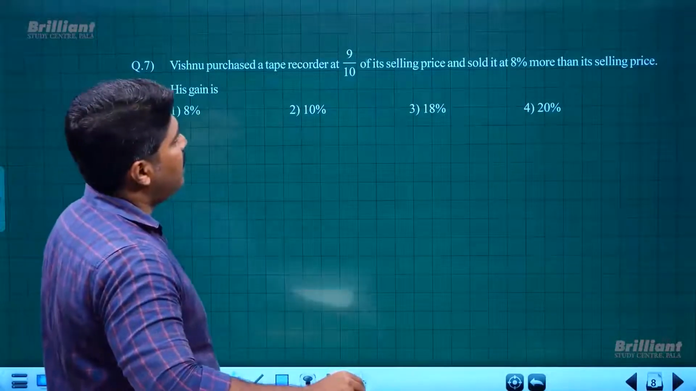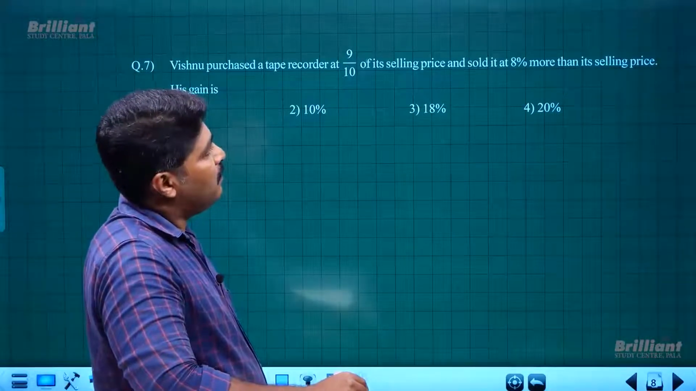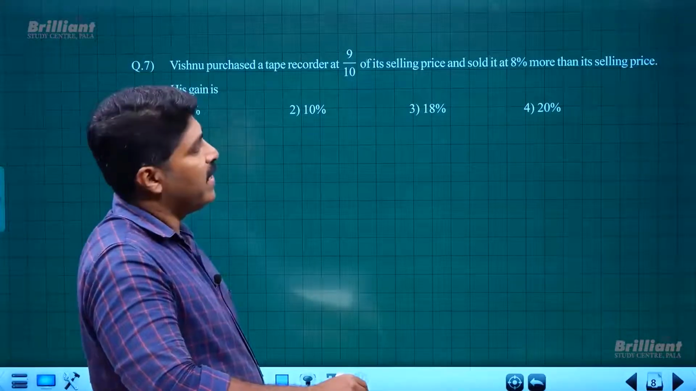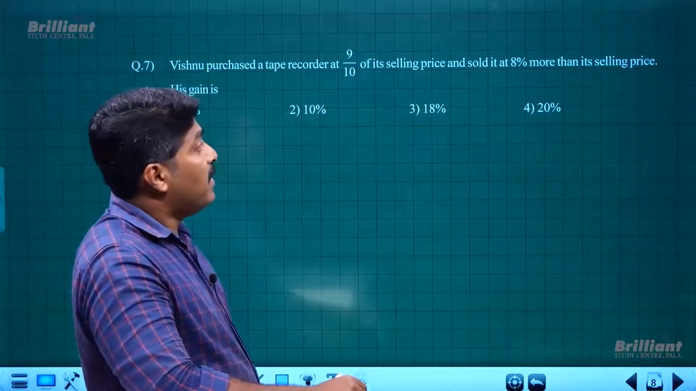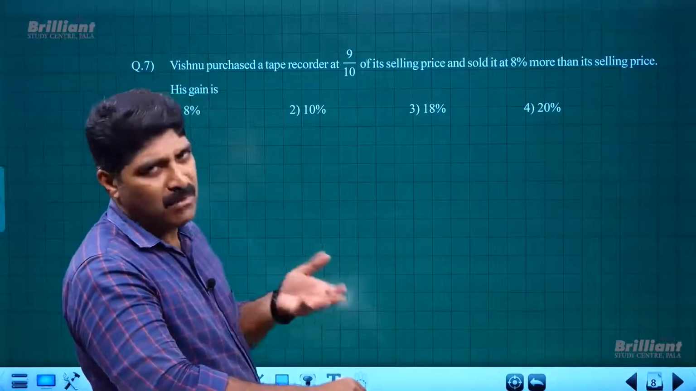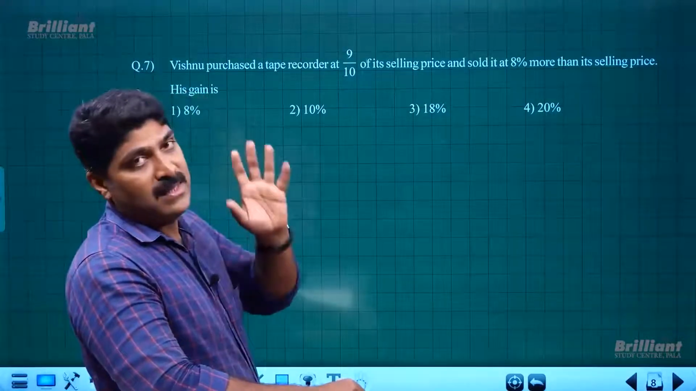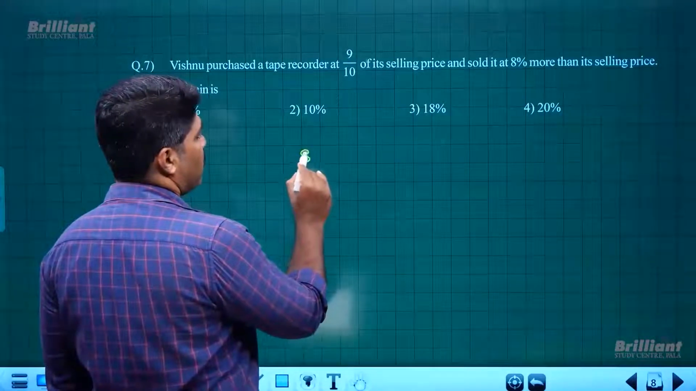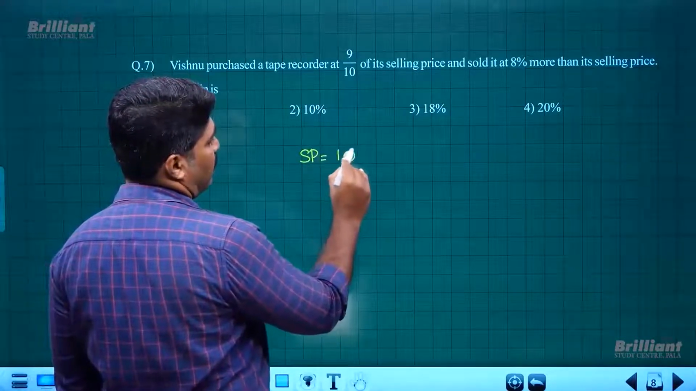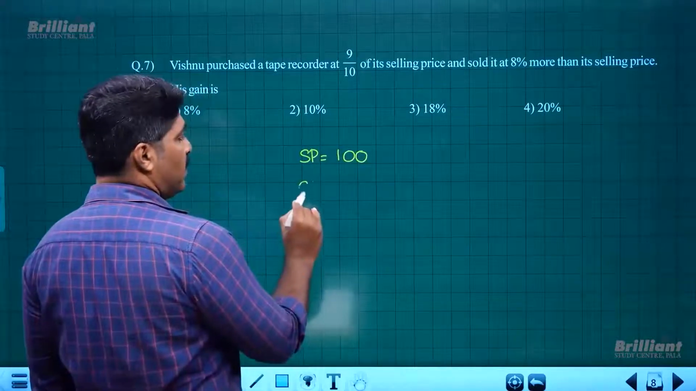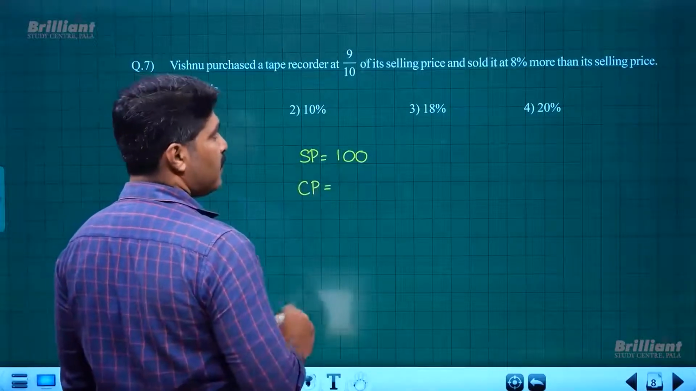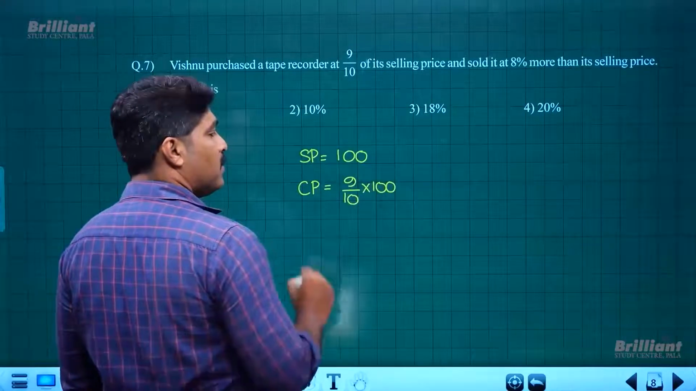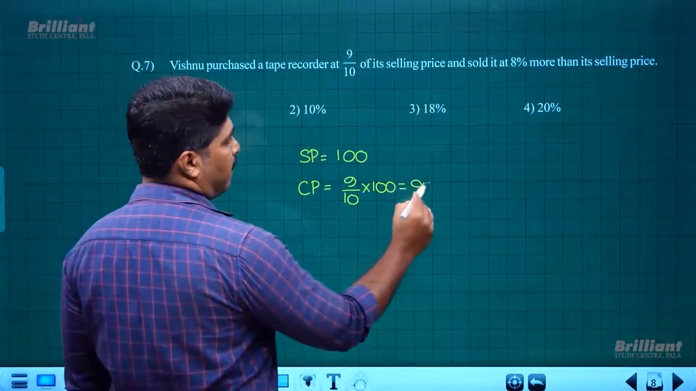Vishnu purchased a tape recorder at 9/10 of its selling price and sold it at 8% more than its selling price. His gain is? Here the selling price we have to consider as the marked price, that's the price the seller is actually planning to sell at. So here we have to consider like this. The actual selling price, we are assuming, is rupees 100. What's the amount spent by Vishnu? That is 9 by 10 of this price. So that's equal to rupees 90.